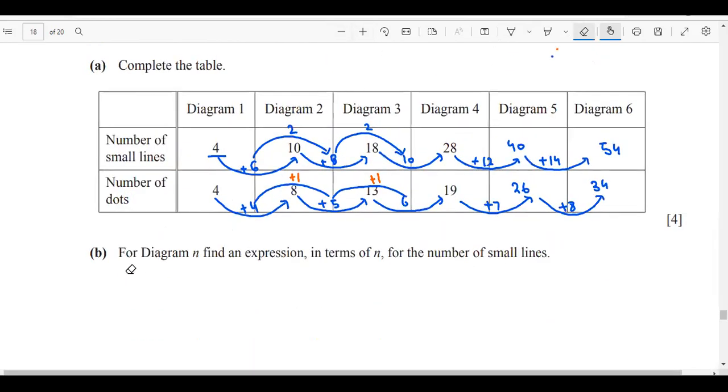Now it's a 2-mark question. It says, for diagram n, find an expression in terms of n for the number of lines. So we are going to focus on the first sequence and you are to find the nth term, basically, right? The nth term of a quadratic sequence. So I've taught you the method. Please try doing it. And if you're not able to do it, then I'll help you do it.